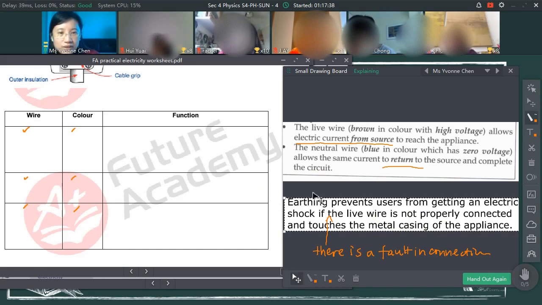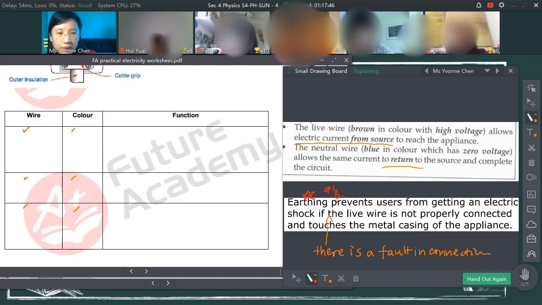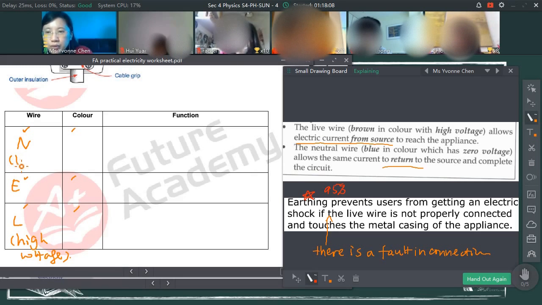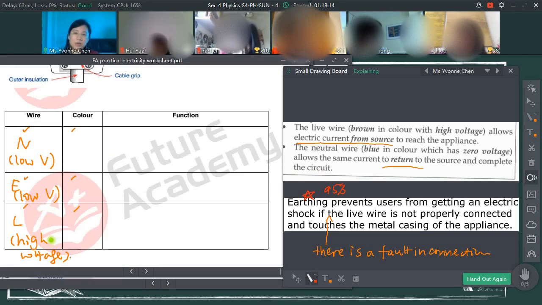So class, I'll say 95% of the time they'll test you about the function of the earthing wire. Maybe the other 5% is live or neutral wire. I also want you to write down that the live wire is always at a high voltage, the neutral wire is low voltage, and the earth wire is also low voltage. Please write down that as well.